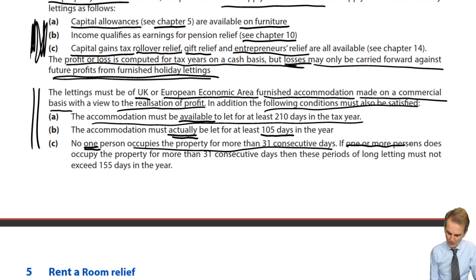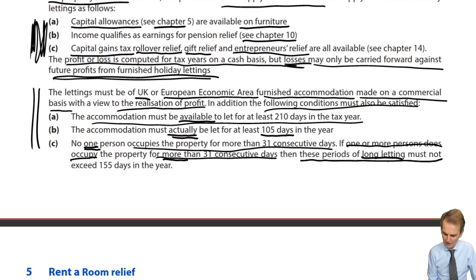If one or more persons do occupy the property for more than 31 consecutive days, then the number of times that has happened with different individuals during the year, these periods of long letting, must not exceed 155 days in the year.